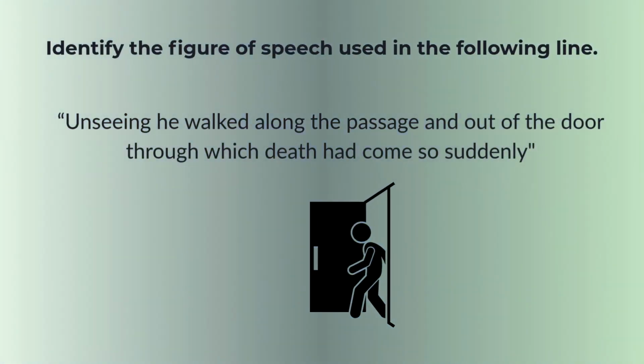Example number 4. "Unseen, he walked along the passage and out of the door through which death had come so suddenly." That is in Cry, the Beloved Country, when James Jarvis is in mourning over Arthur's death. What figure of speech is used in these lines?